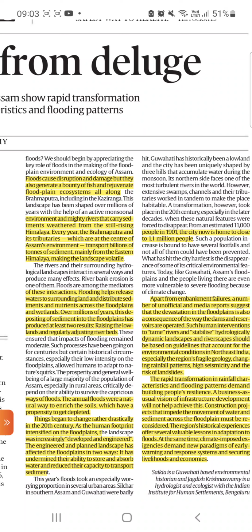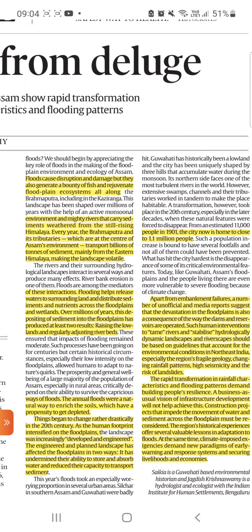Every year, the Brahmaputra and its tributaries, which are at the center of Assam's environment, transport billions of tons of sediments, mainly from the eastern Himalayas, making the landscape volatile. The floods are among the mediators of these interactions. Floods help release water to surrounding lands and distribute sediments and nutrients across the floodplains and wetlands. Over millions of years, this deposition of sediments into the floodplains has produced at least two results: raising the lowland and regularly adjusting the riverbeds. The annual floods are a natural way to enrich the soil, which has a propensity to get depleted.